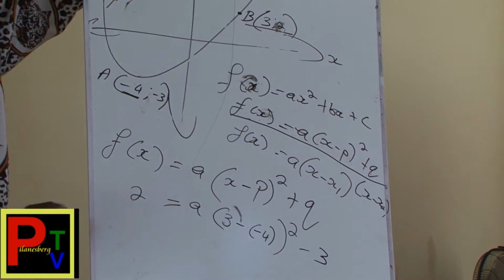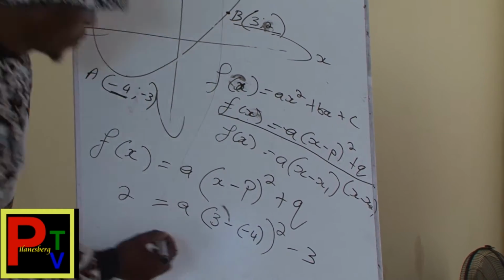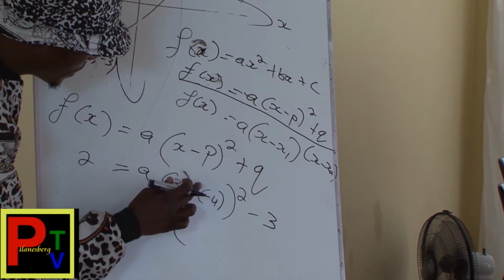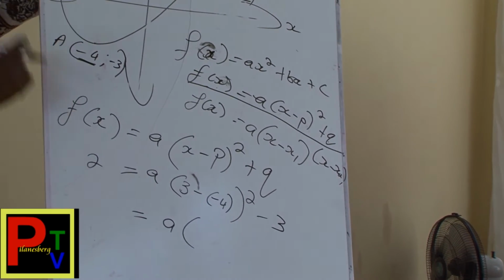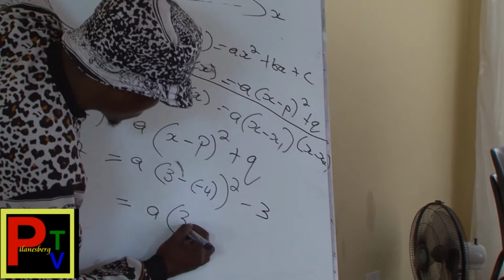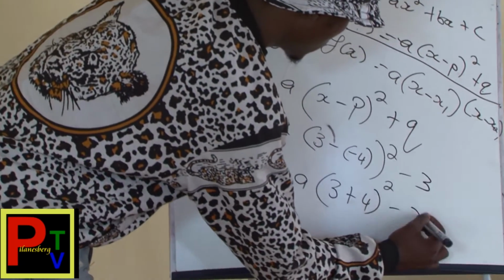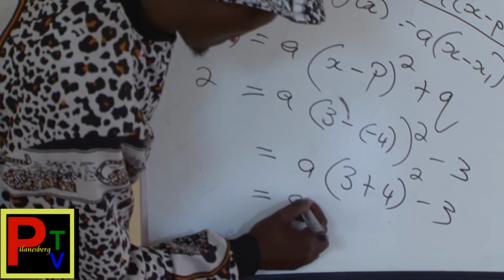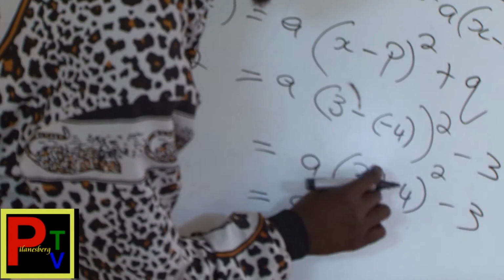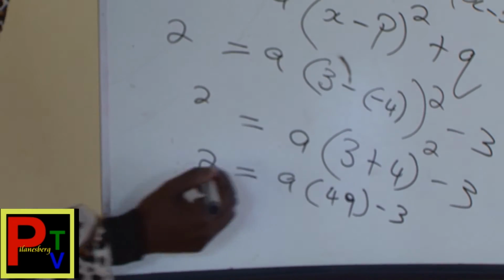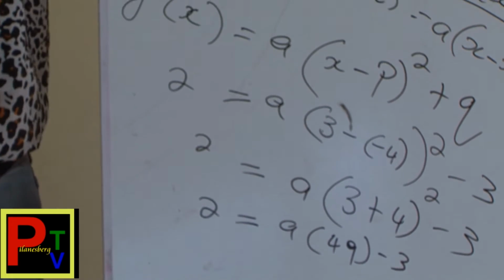Therefore, we go: 2 equals a times (3 minus -4), which gives us positive. Therefore, 3 plus 4, squared, minus 3. This is 7 squared, that is 49, minus 3. Then we are solving for a here.